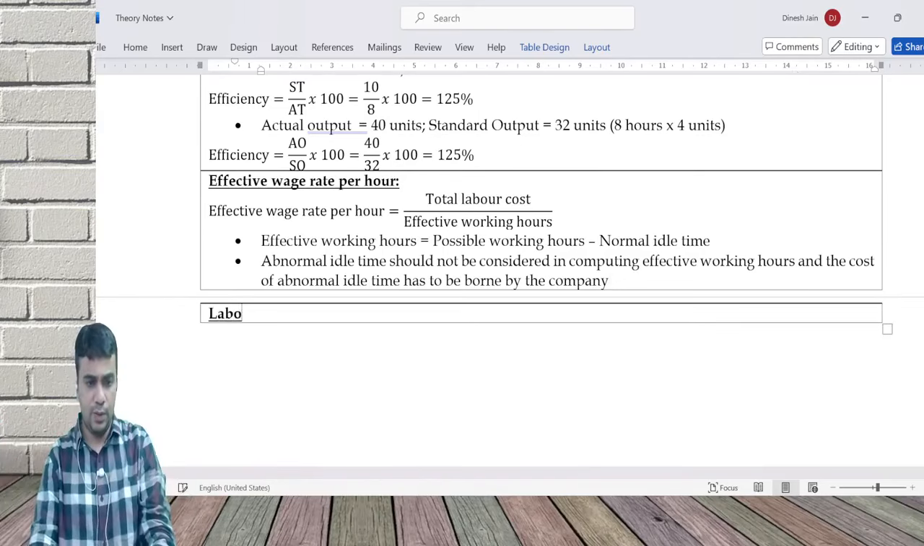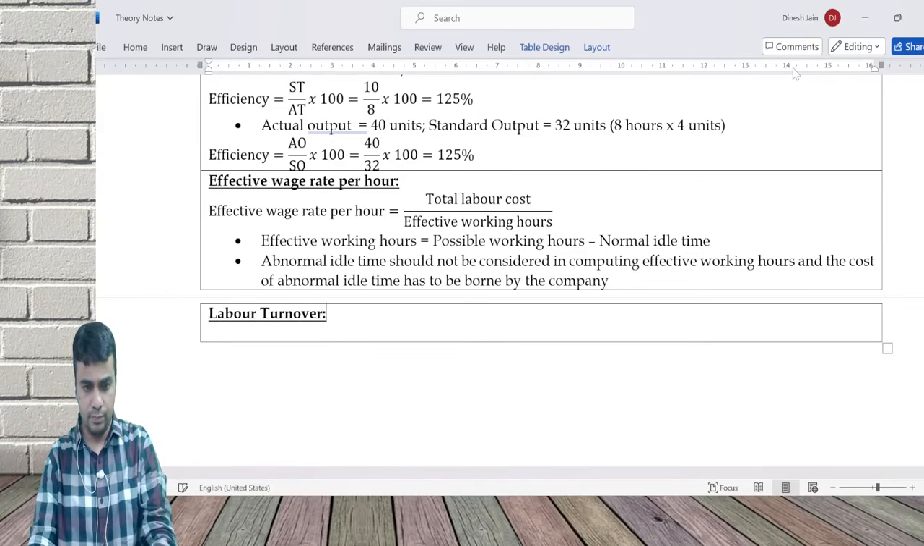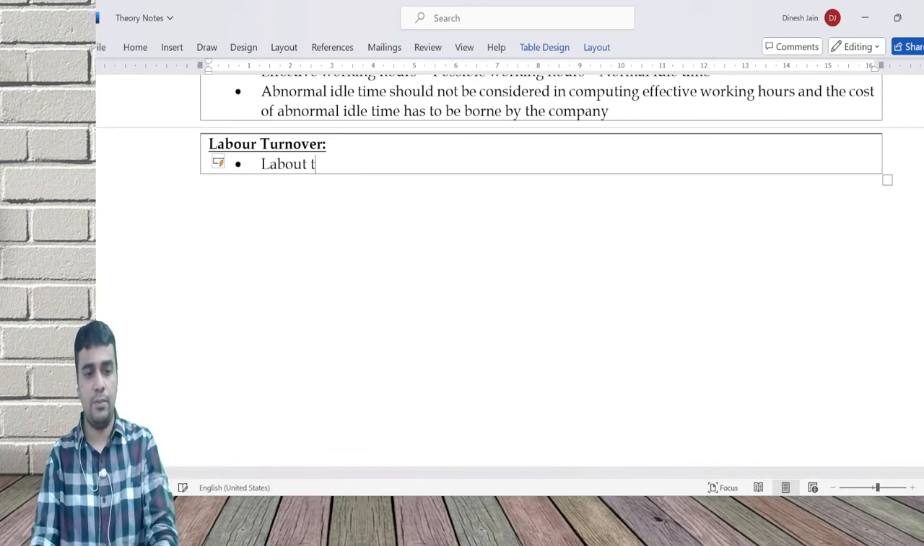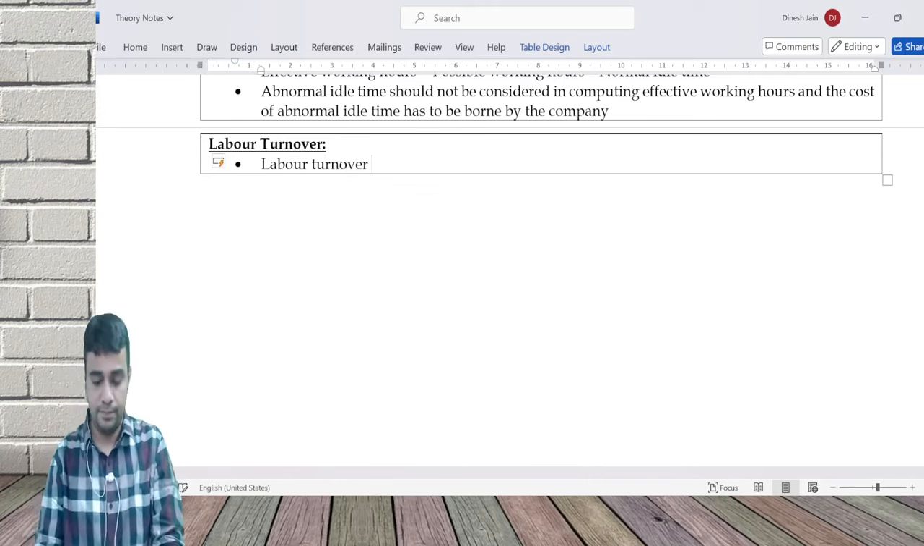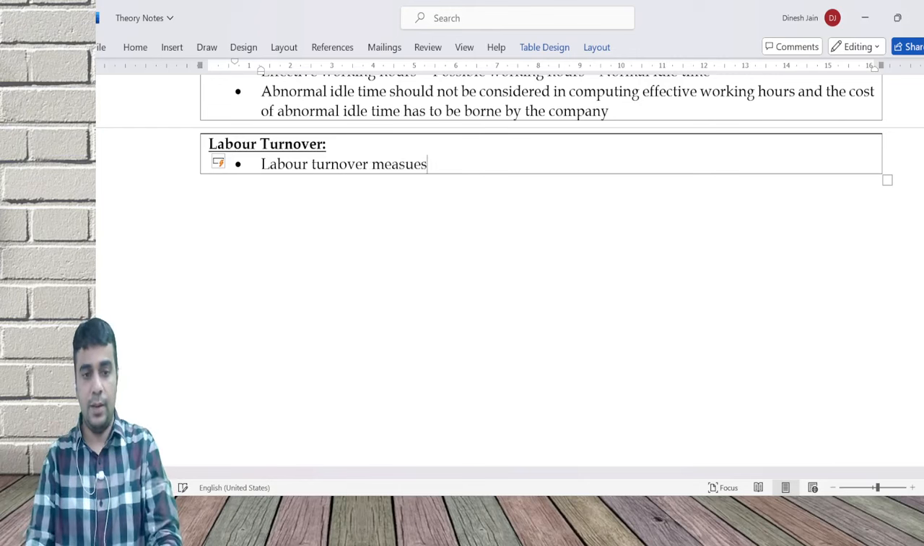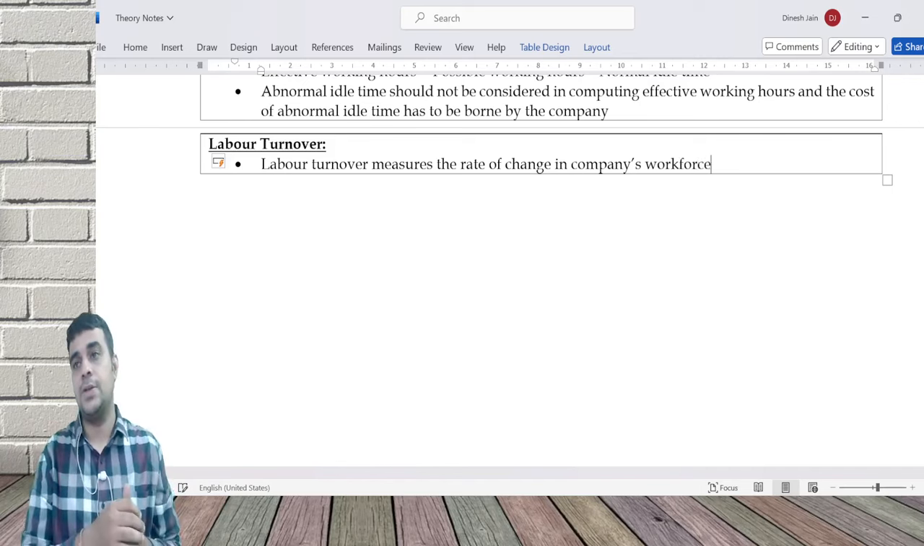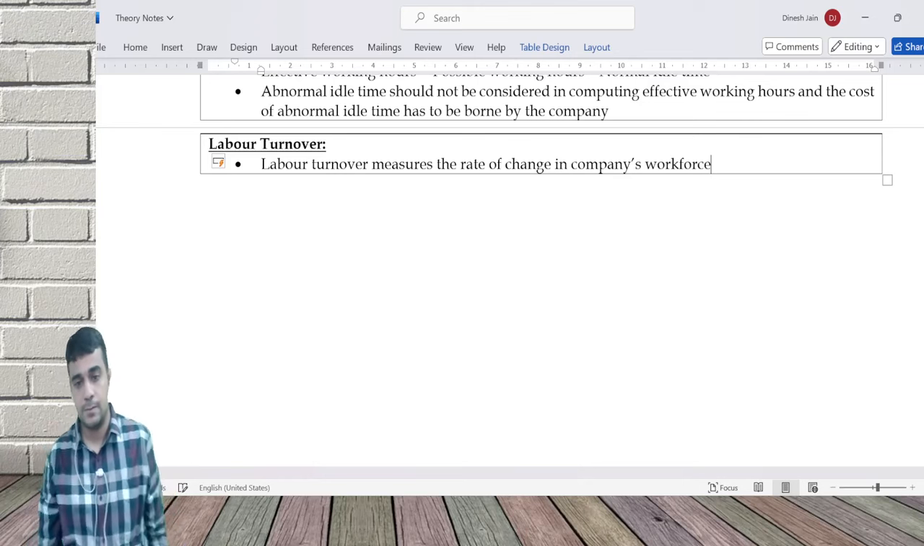Next, labor turnover. Labor turnover measures the rate of change in a company's workforce.